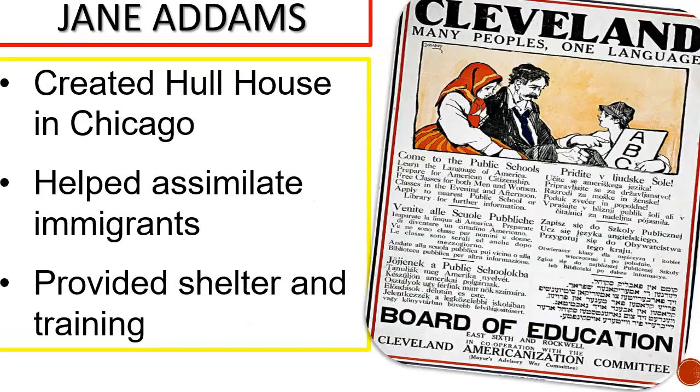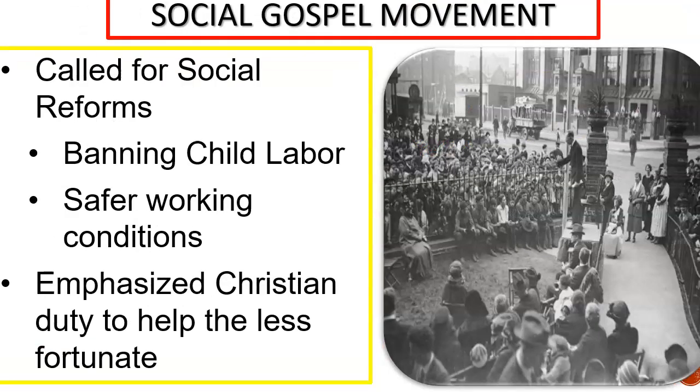Jane Addams was a Progressive-era social reformer who worked to help immigrants in Chicago. She provided language classes, shelter, and daycare at her Chicago Hull House. Jane Addams was part of the social gospel movement, a movement that sought to ban child labor and implement safer working conditions.